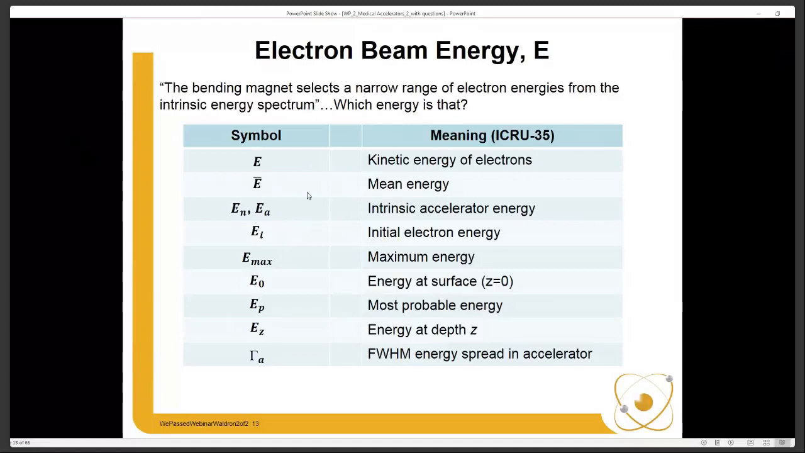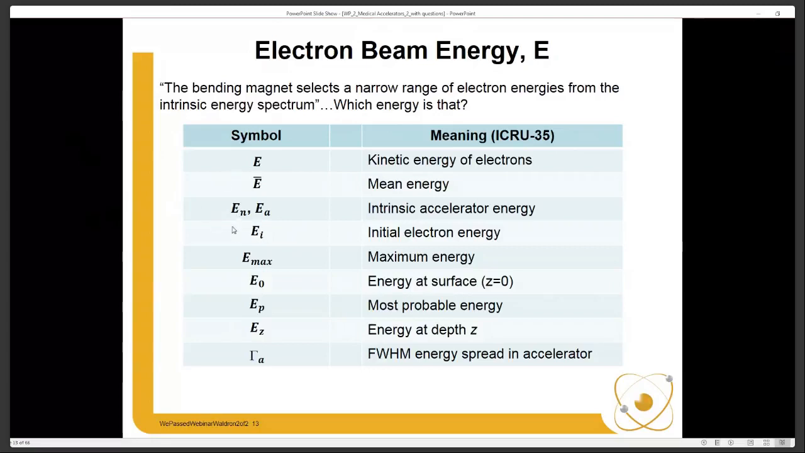We've already talked about kinetic energy of electrons, of course. Generally, when we talk about energy of electrons, we mean the kinetic energy. E bar is mean energy. Intrinsic accelerator energy, usually E sub n, is the intrinsic energy. E sub a means the energy still in the accelerator, but it often refers to the energy after the bending magnet rather than before the bending magnet. Usually E sub n refers to the intrinsic energy specifically prior to the bending magnet.